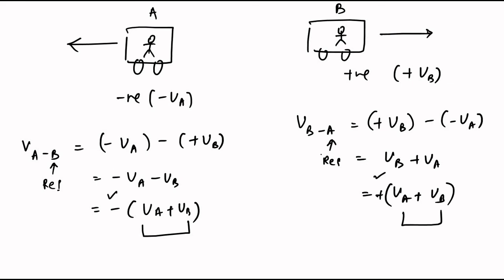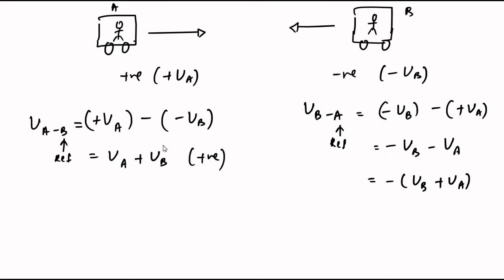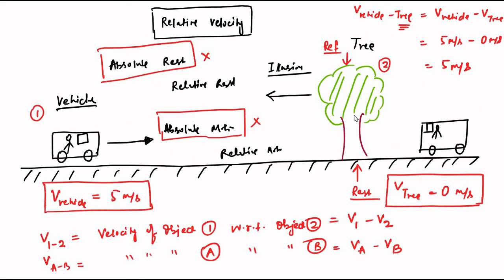Here also the same thing. When they are moving in opposite directions, in both the cases, magnitude is the same, but sign is different. Here it is minus, here it is plus. So always remember these concepts related to relative velocity. Whenever you have any doubt with respect to it, always remember this example, this visualization.